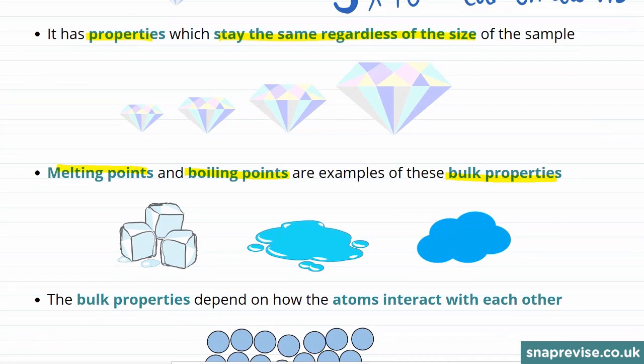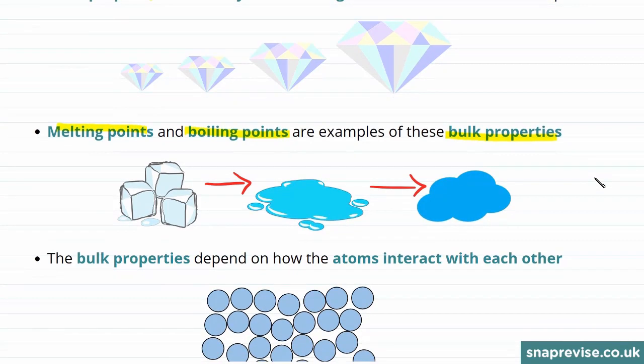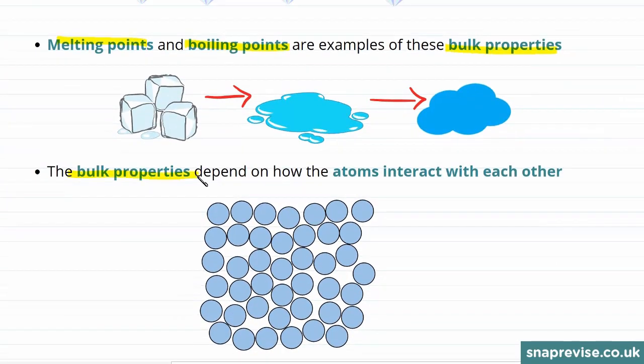For example, moving from a solid to a liquid and then a liquid to a gas. The melting and boiling temperatures, the temperatures at which this melting and then boiling processes occur, will be the same regardless of how much of the sample you have. Bulk properties are dependent on how atoms within the sample interact with each other.